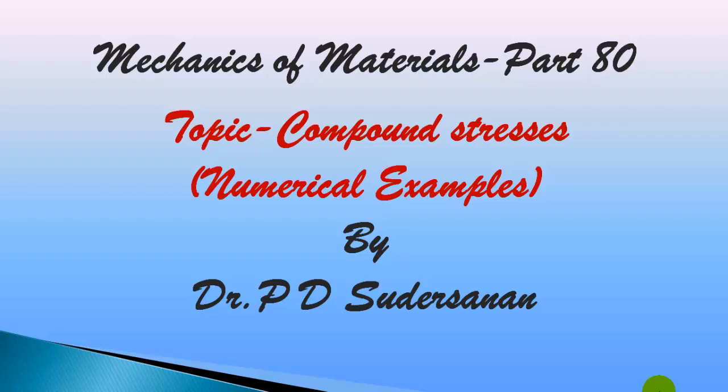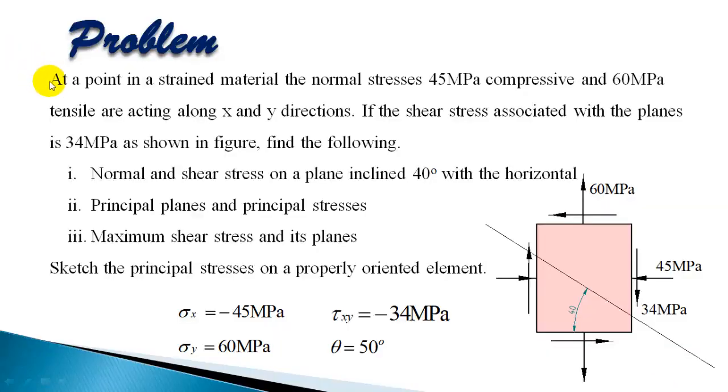In today's class, we'll work out some numerical examples on compound stresses. Let us start. At a point in a strained material, the normal stresses 45 MPa compressive and 60 MPa tensile are acting along x and y directions. If the shear stress associated with the planes is 34 MPa as shown in figure, find the following.